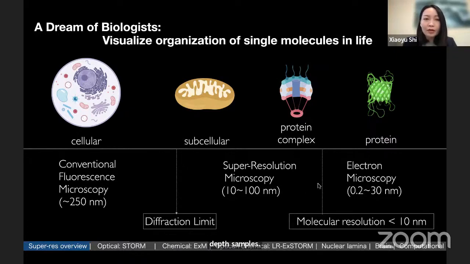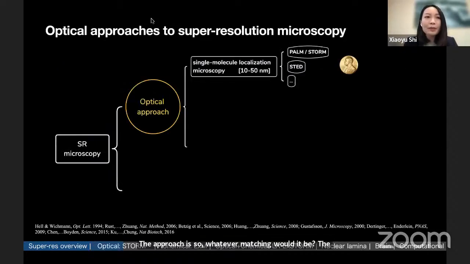So if your biological systems, or your biological questions, are at different scales, the ideal way is to choose the resolution or method matching that scale. It's not true that the higher the resolution is, the better the approach is. So whatever matches would be the most ideal method you should choose. So coming back to the super resolution approaches, we started from the optical approaches since the 90s in the last century.